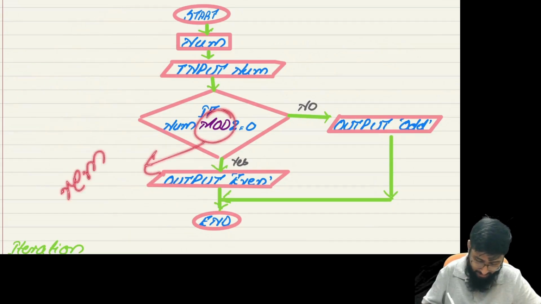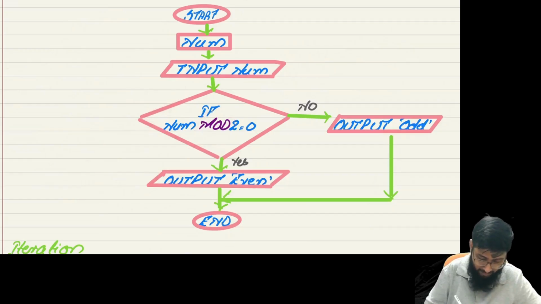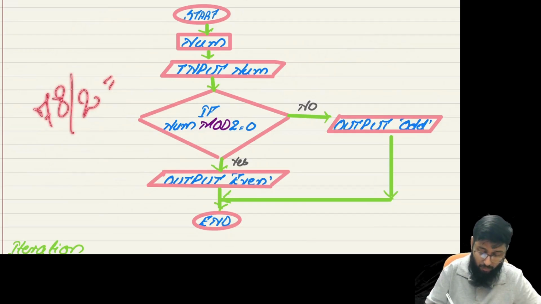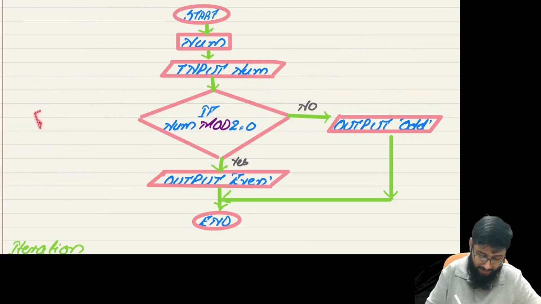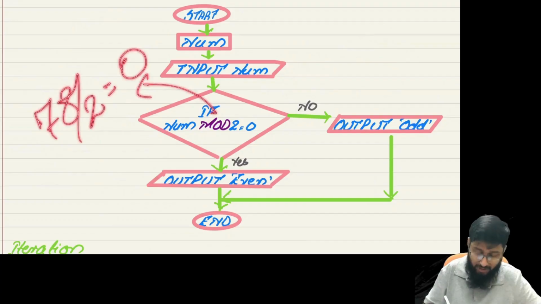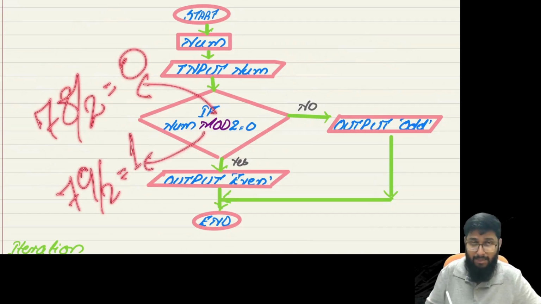What does it say? It gives you the remainder. That means if the number is mod 2, for example, the user inputs the value 78, 78 divided by 2. Is it completely divisible by 2 or not? Yes, it is completely divisible by 2, so the remainder is 0. But if it's 79, no, it's not completely divisible by 2. One is left behind. That means the mod function gives you the remainder.